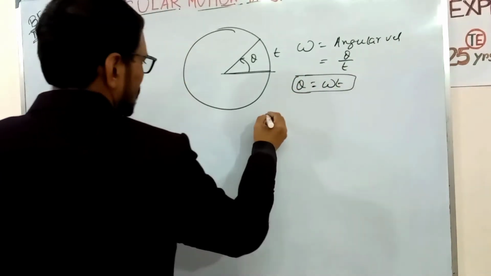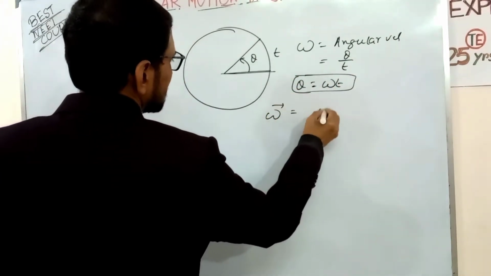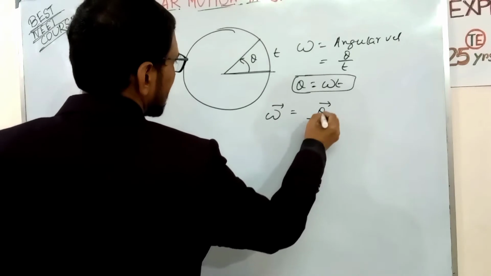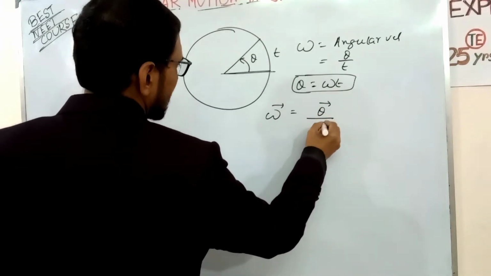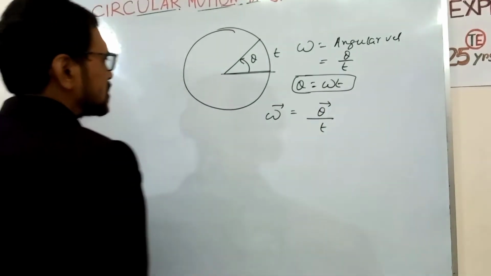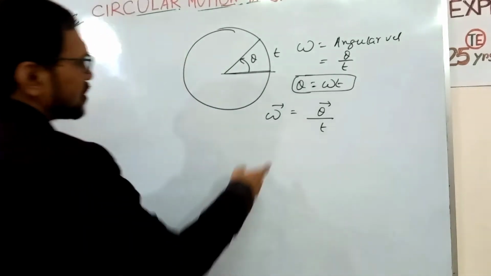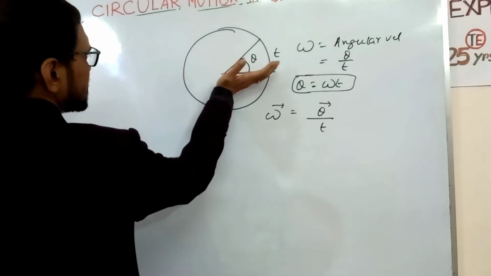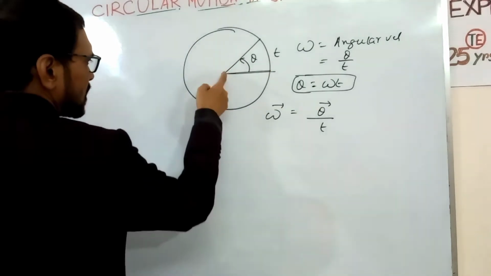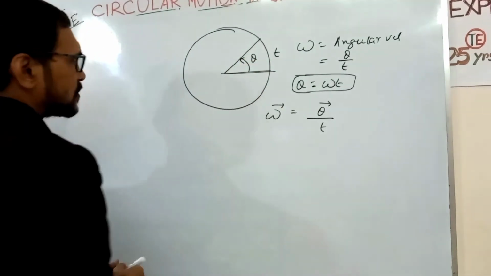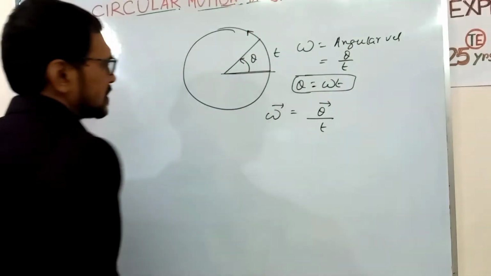Now omega is actually a vector quantity whose direction is along the direction of theta. Here theta is angular position, which is also a vector quantity. Now what is the direction of theta? Theta vector is along the axial vector. So angular velocity is along the axial vector.